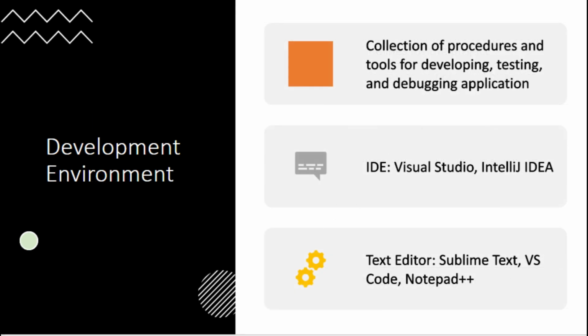Now let us look at the development environment necessary. What is it? It's not your usual physical plane where when you picture it you imagine land. No. A development environment is more of a digital plane which is necessary for programmers to develop programs. It's a collection of procedures and tools for developing, testing, and debugging applications. They can be categorized into two types.